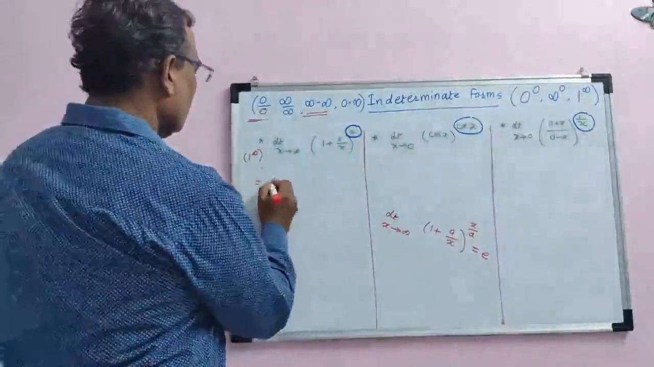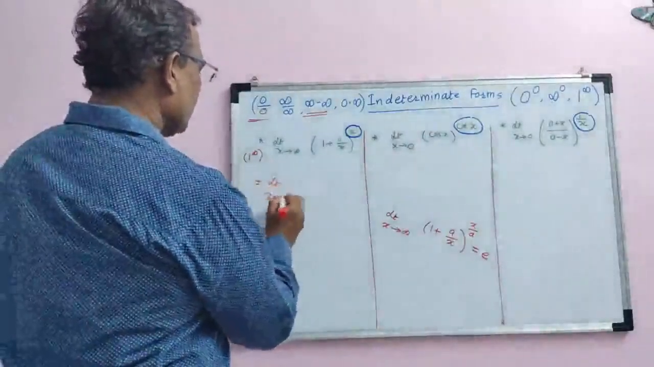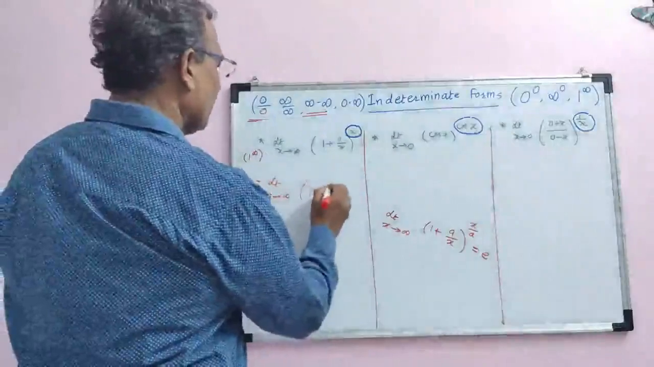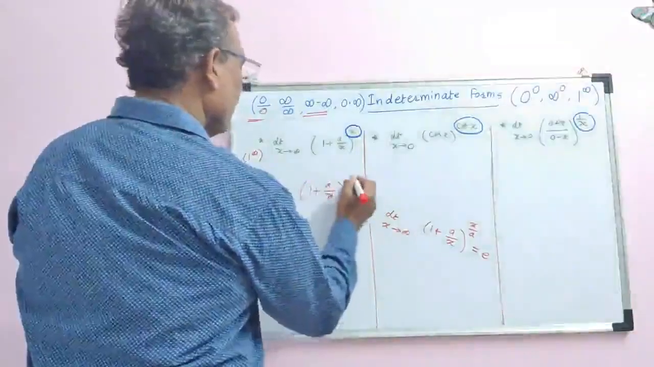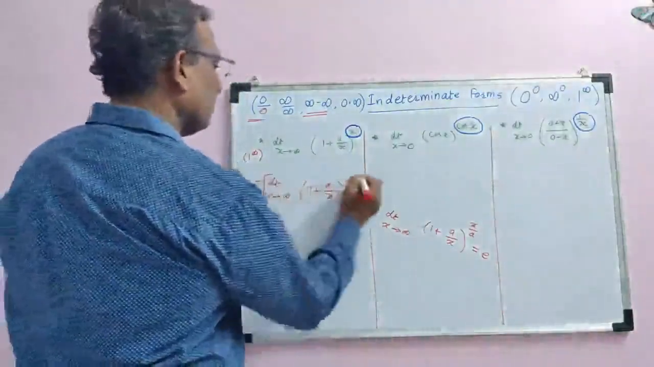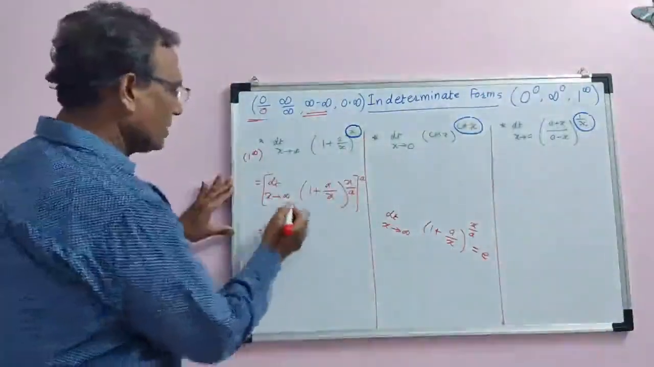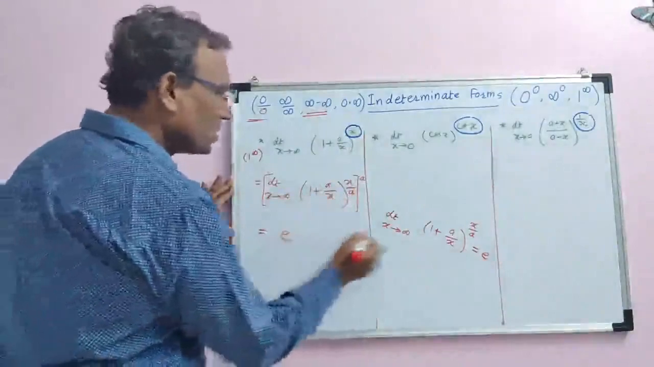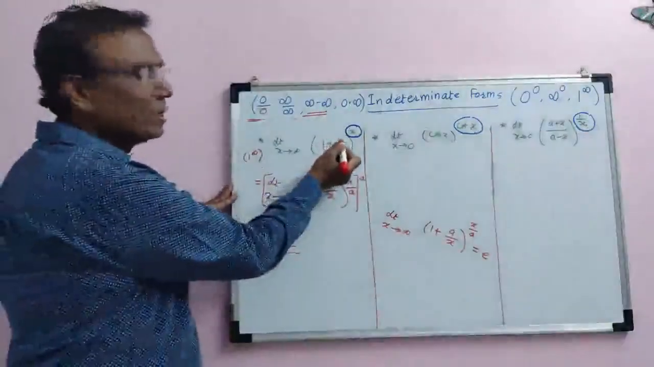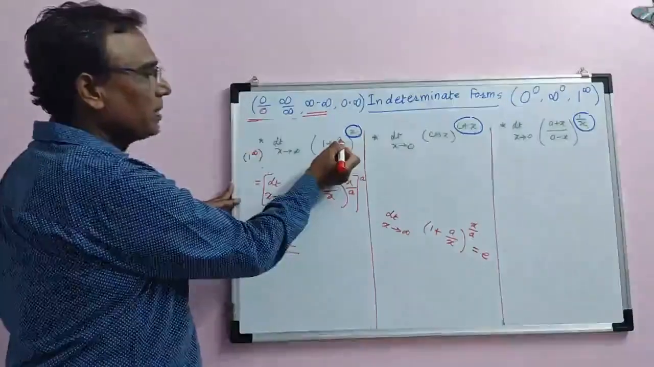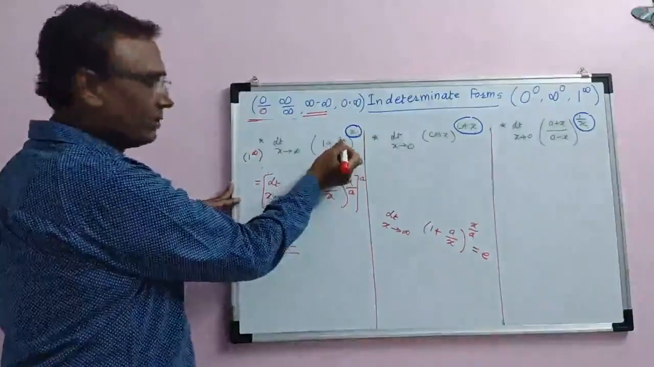Now what I am going to do, limit as x tends to infinity, 1 plus a by x, this raised to the power this by a, and this raised to the power. In this way I am doing the adjustment. And what is the value of this? E. E to the power a. This a may be replaced by 1, 2, 4, 5, 6, 7, whatever. I use this sort of method.